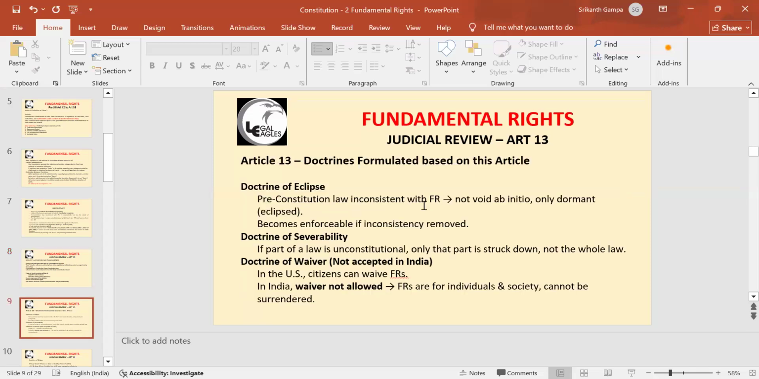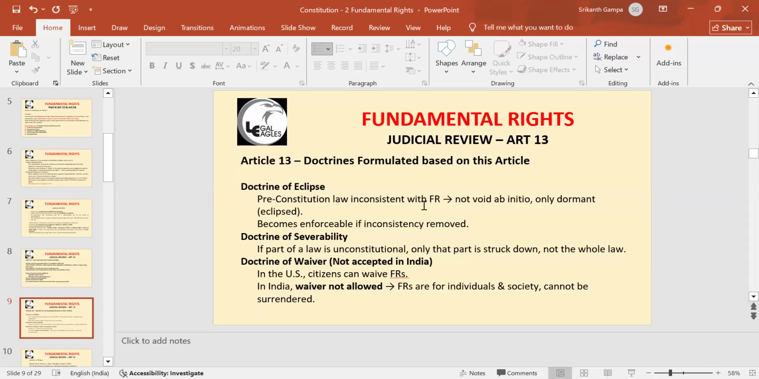So there are some important doctrines which are formulated based on Article 37. Doctrine of eclipse, you may expect questions from here also. Doctrine of eclipse, doctrine of severability, doctrine of waiver, they may ask any question. The doctrine of eclipse: pre-constitutional law which is inconsistent with fundamental rights is not void ab initio, from the beginning, only dormant. It becomes enforceable if the inconsistency is removed. I'll talk about this in the next slide.